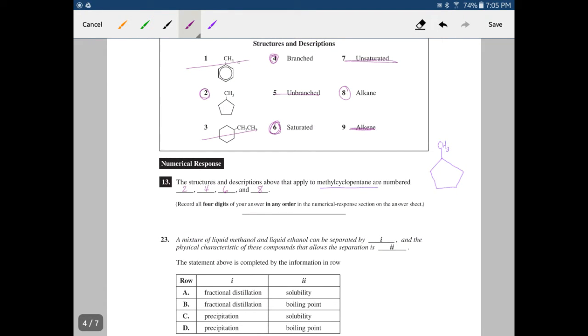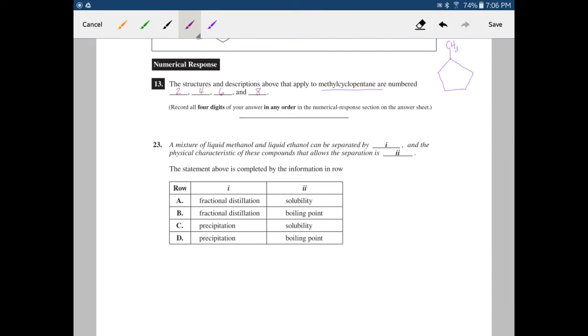So again, I can cross out number 1. I drew my methyl cyclopentane. Please draw it. It does save you some hassle when you're talking about it. Okay, no double bonds, so I can cross out number 9. It has no double or triple bonds again, so I can cross out 7, giving me 8 and 6. It's branched, so I can cross out unbranched. It is number 4 and number 2. Perfect. Let's take a look at 23.